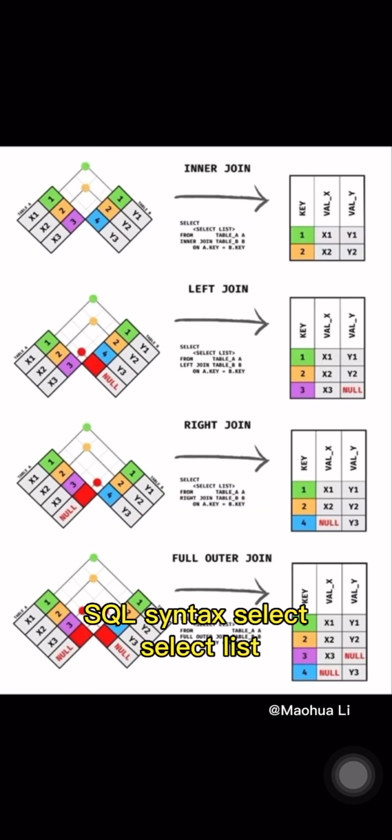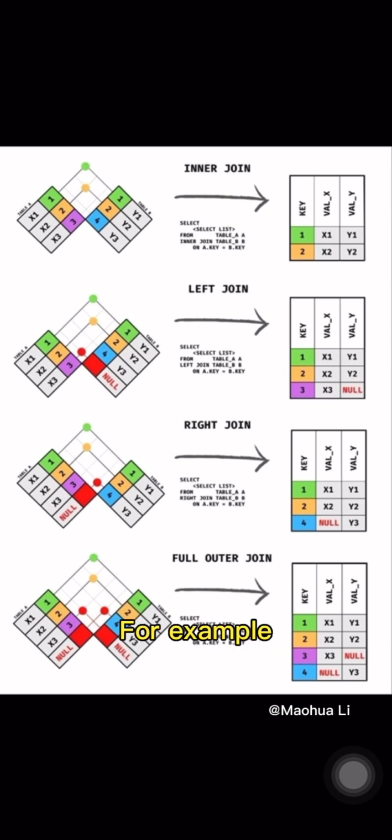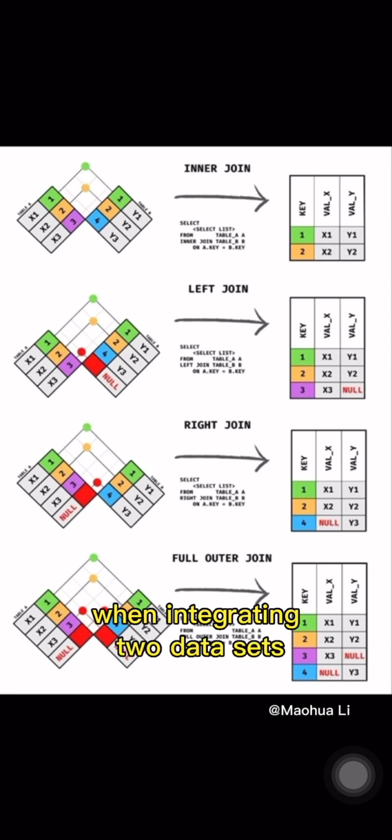SQL syntax. Select list from Table A full outer join Table B on A.key equals B.key. Application scenarios. Use it when you need the complete set of data from both tables, regardless of whether there is a match. For example, when integrating two data sets from different sources and you want to keep all possible records.